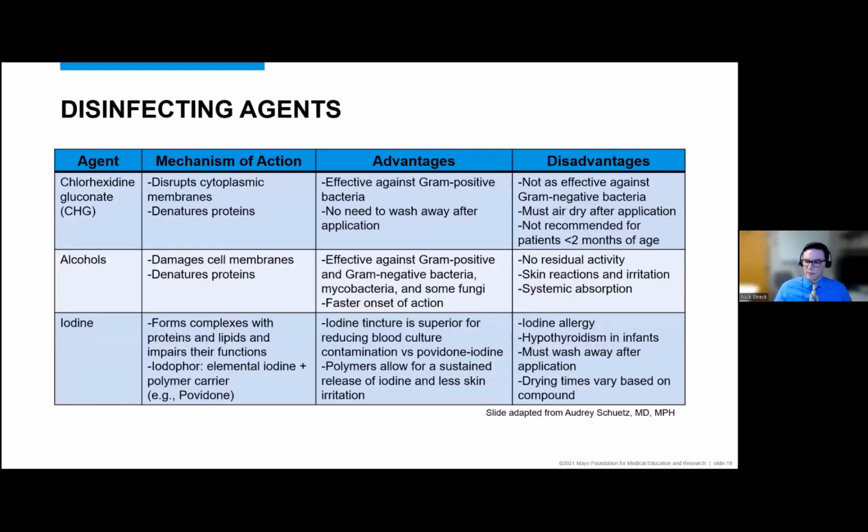Okay, so with blood culture contamination and skin disinfection, a common area of question that we get and ask for advice is there are multiple disinfecting agents. Which one is the best one to use, and which one provides the best ability to help reduce contamination? I have just a slide of the common agents that are used here that we can go through and talk about.